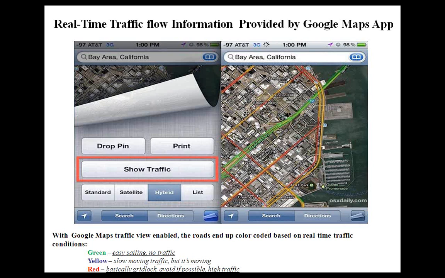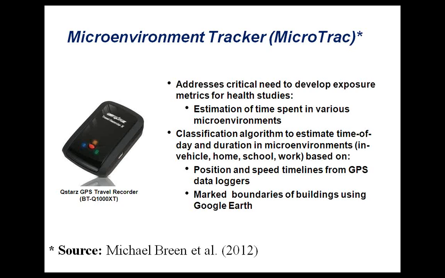So next one, please. We have done, based on GPS tracking devices in our lab, Michael Breen and colleagues developed a MicroTrac device using, again, a cell phone type of methodology to estimate the time of day and duration in the microenvironment. And it not only gets the position and speed timelines from a GPS data logger, but also in their software, in the analysis mode, they mark the boundaries of buildings using Google Earth. So we'll skip one and then go to the next one.